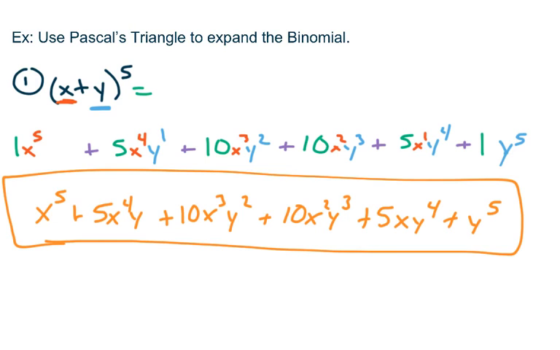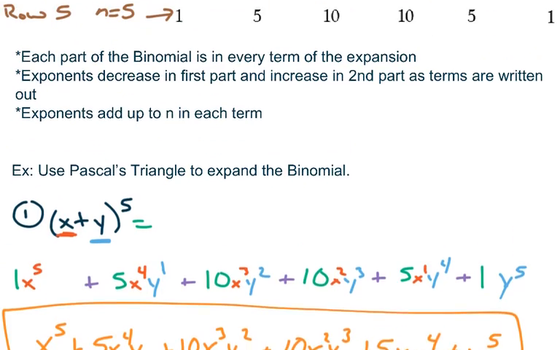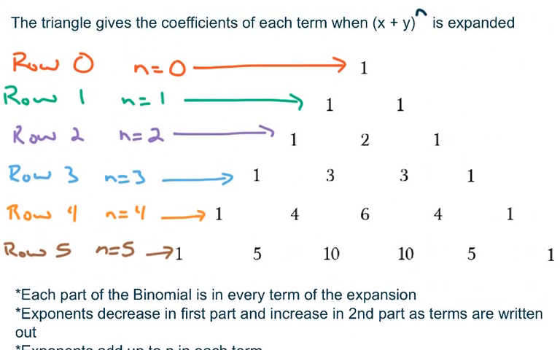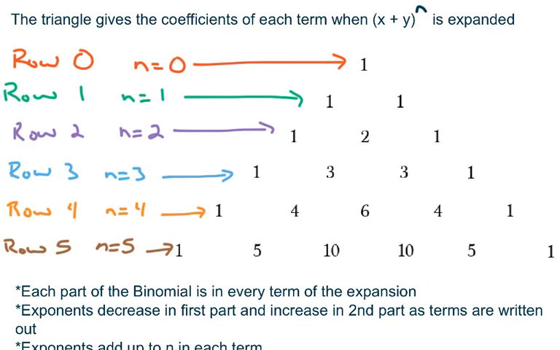It goes a whole lot faster than writing out x plus y times x plus y times x plus y times x plus y times x plus y and then foiling for 20 minutes. Whereas if you know that it's a binomial and you're expanding it, you can use Pascal's triangle to make this go a whole heck of a lot faster.